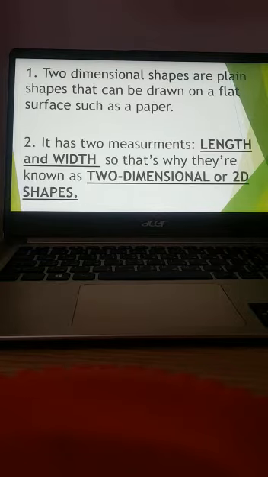We said that two-dimensional shapes are plane shapes that can be drawn on a flat surface such as a paper, and they have two measurements, length and width, so that's why they're known as two-dimensional or 2D shapes. Okay, this is what we already said in the last session.